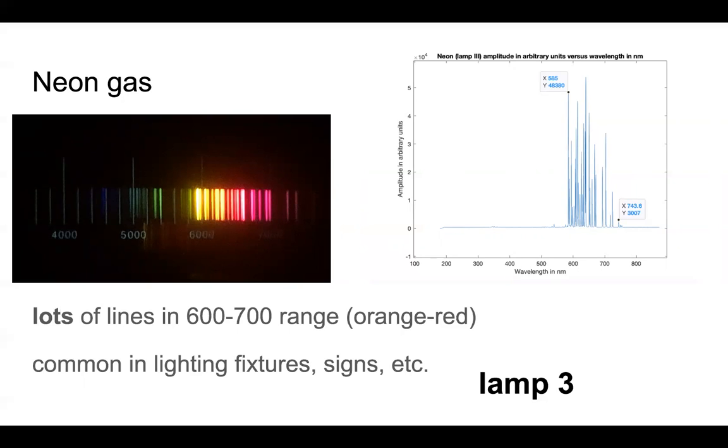It's common in lighting fixtures because with neon, you have a tight grouping of very, very strong spectral lines. It's very much characteristic of neon.